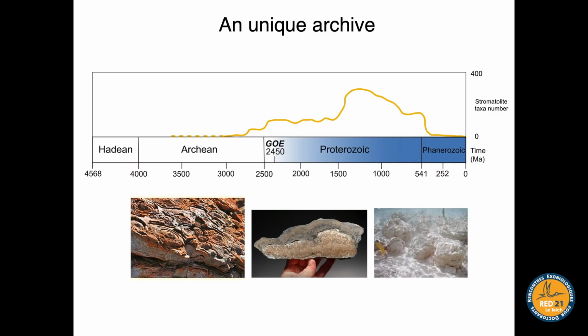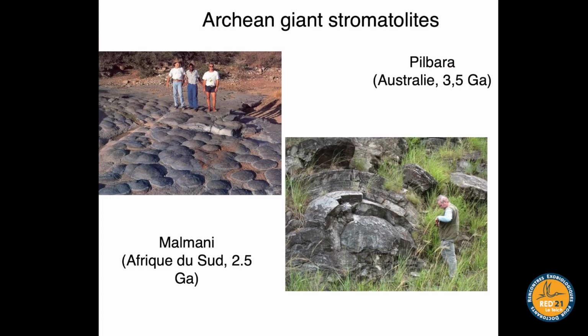And this is a unique archive because we have stromatolites now, and we also have stromatolites since the Archean. So we can really study stromatolites through geological time and understand them. During the Archean, the stromatolites are giant. Here are two examples, one from the Pilbara. You can see this nice dome where people are standing. And this is another example from Malmani, where the stromatolite can be 2 meters large. So they were very huge.